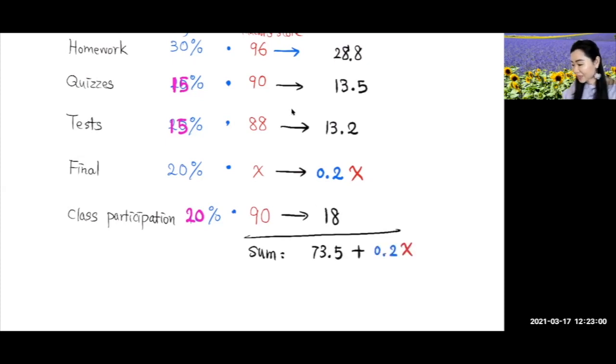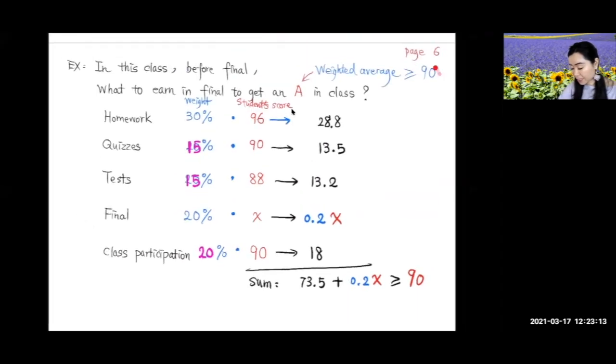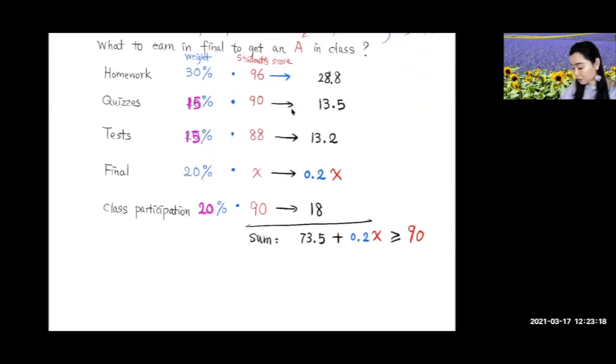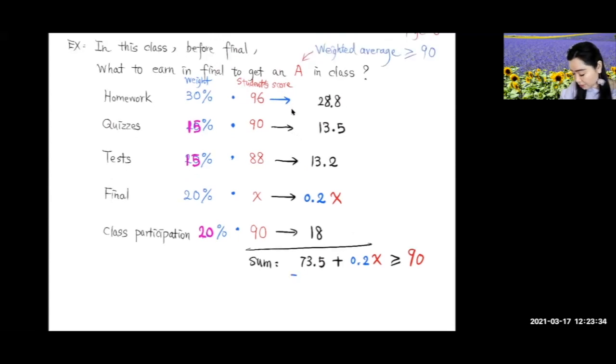And you want to get an A, right? So you want this to be greater than or equal to 90, because you need to have the average be 90 and above, right? So greater than or equal to 90. If you're a B, it will be greater than or equal to 80. But an A is greater than or equal to 90 here. Now to solve this, you will subtract 73.5 on both sides, right? Then you're going to end up with 0.2x greater than or equal to, let's see what I get.